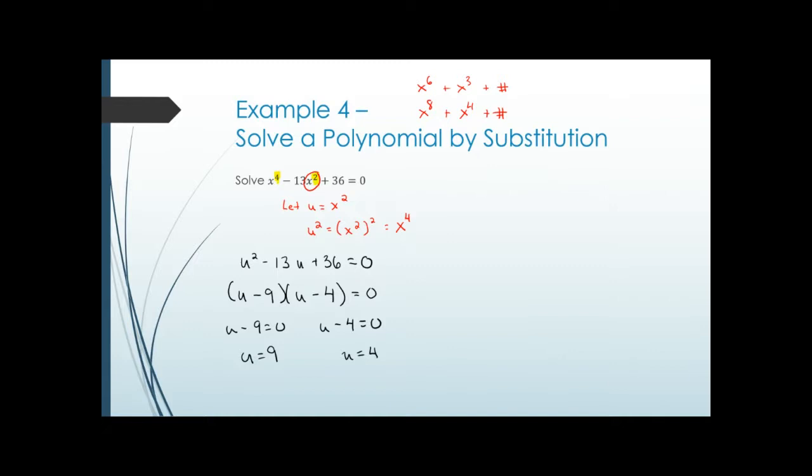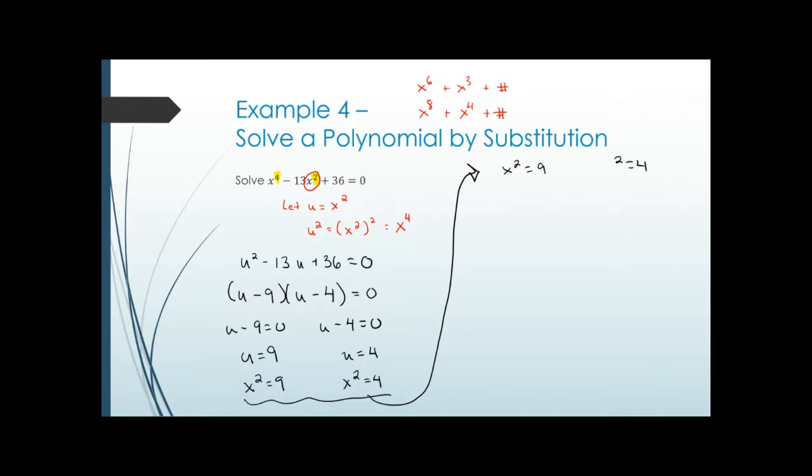But our original problem is not u. Our original problem is x squared. So we want to replace u back with x squared, because we set u equal to x squared. So now I really have x squared equals 9 and x squared equals 4, and then you're going to solve both of those for x. So I have x squared equals 9 and x squared equals 4.